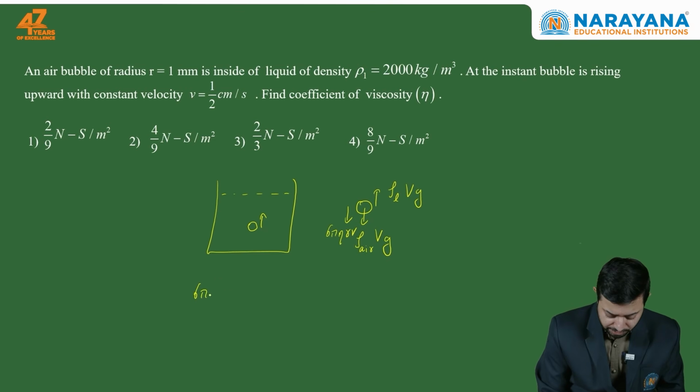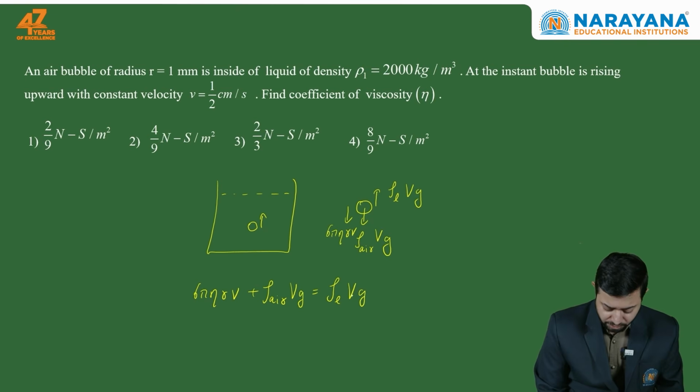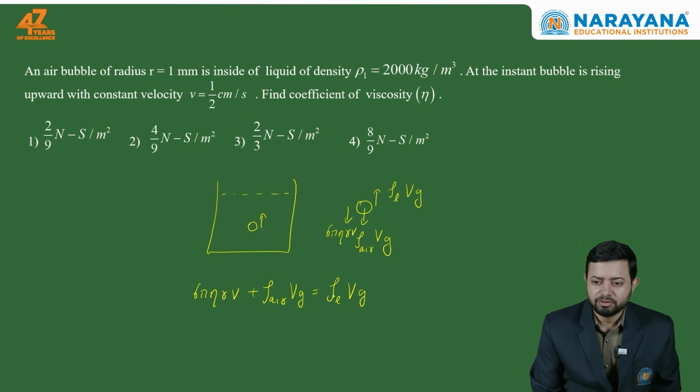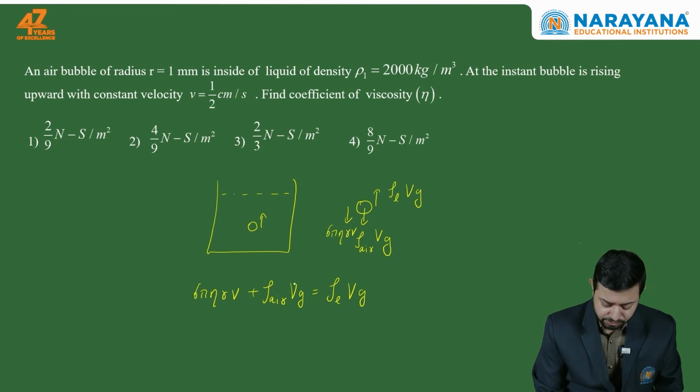So 6 pi eta r v plus rho of air volume g should be equal to rho of liquid volume g, right? So overall, since rho of liquid is very much larger than rho of air, which is around 1 to 2, somewhere around that value, and look at the rho of the liquid, which is 2000, just ignore it, no issue in that. So we'll ignore this weight of the air inside the bubble and just go with this formula now. The velocity can be found from this formula very easily. Let's have a look at the calculation part.